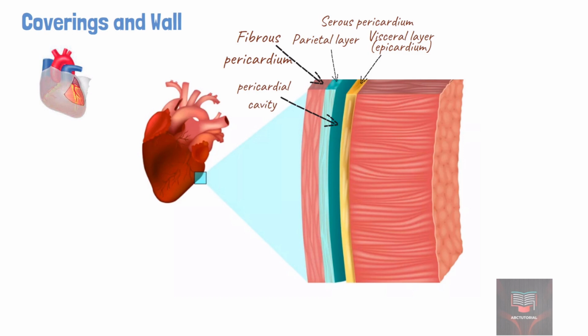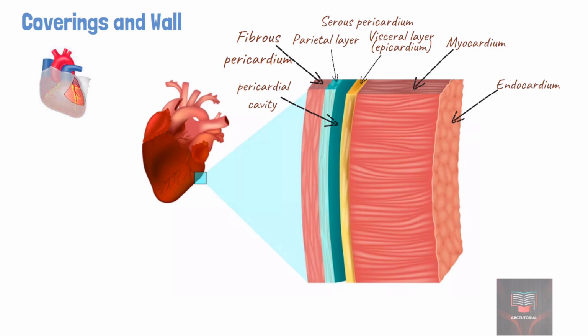The heart wall is made up of 3 layers: the outermost epicardium, the middle myocardium, and the innermost endocardium. The epicardium is made up of the visceral layer of the serous pericardium, adipose tissues, blood vessels, and lymphatics that supply the heart. The myocardium, which is the muscular layer of the heart, makes up approximately 95% of the heart wall and is responsible for the pumping action of the heart. The innermost endocardium lines the inner surfaces of the heart chambers.